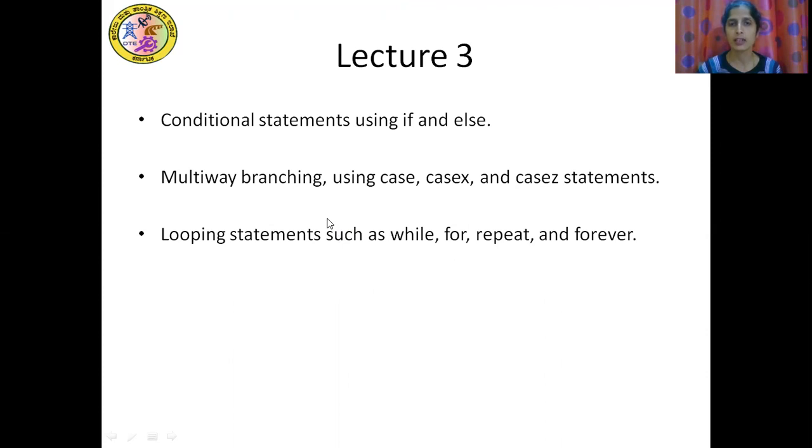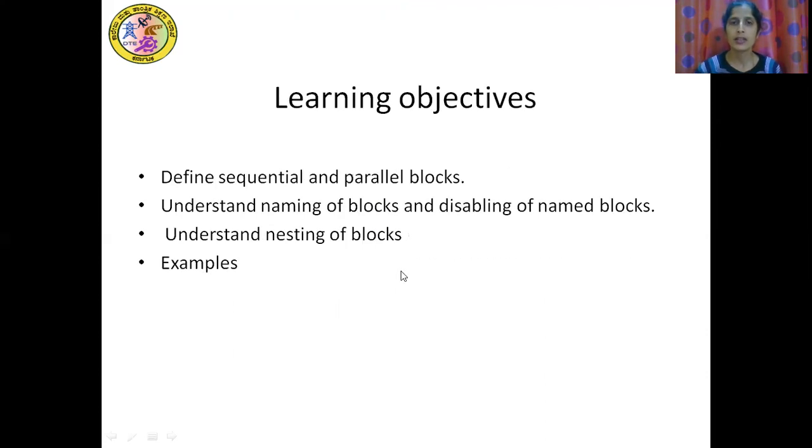Now moving further with lecture 4, let us see the learning objectives of this lecture. In this lecture, we are going to define sequential and parallel blocks. We are going to understand naming of blocks and disabling of blocks, and understand the nesting of blocks. Naming of blocks, disabling and nesting of blocks are the special features of blocks. And also we are going to discuss a few examples on all these topics. So let's continue.